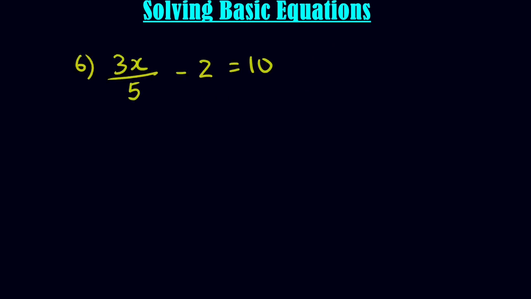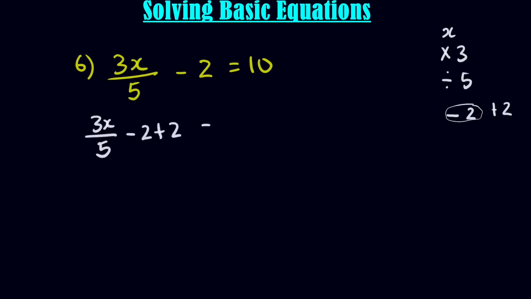Sixth problem that we'll be working for today is 3x divided by 5 minus 2 is equal to 10. By looking at this problem, we can see that we have a 3 multiplying by the x. We also see that we have a 5 dividing by the x, and we have a 2 subtracting from the x. To get rid of that minus 2, we need to add 2 on both sides.